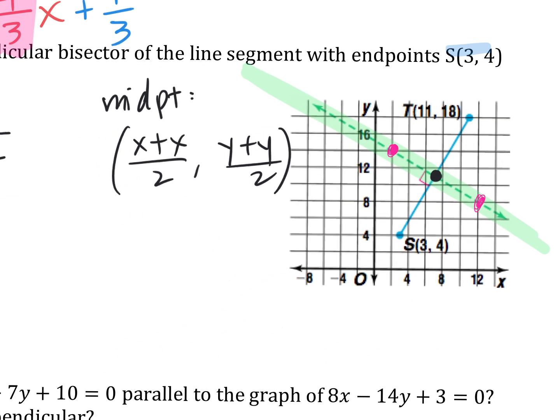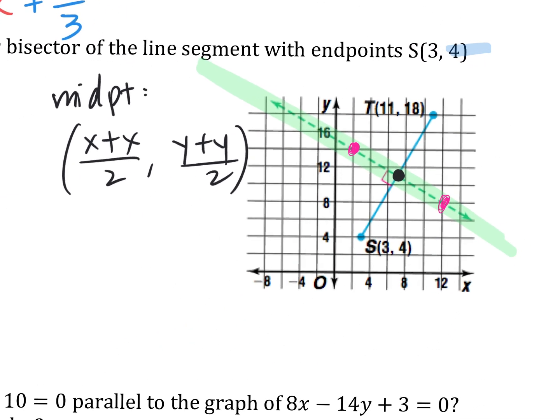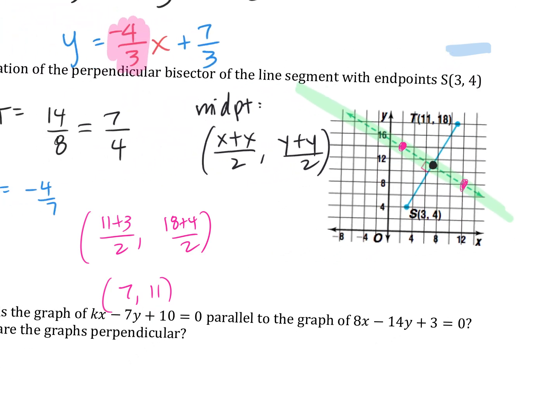Here we go. Let's find that midpoint. What would we say x plus x is? The actual x's. 11 plus 3, and I'm just going to write it out in case anyone needs it. 11 plus 3, or 14 over 2. And my y's? 18 plus 4 divided by 2. So my actual midpoint is how much? (7, 11). So you guys, now do we have a point?